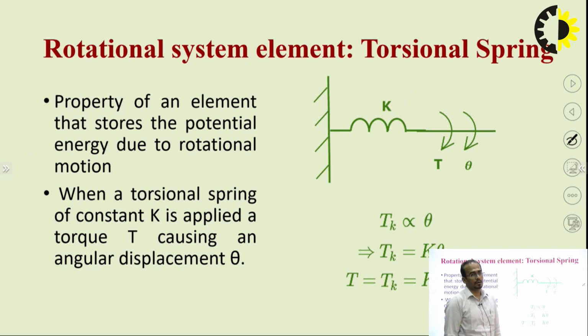Next is the rotational system. Again, torque is equal to k into theta, where k is the stiffness of the spring and theta is the angular movement.